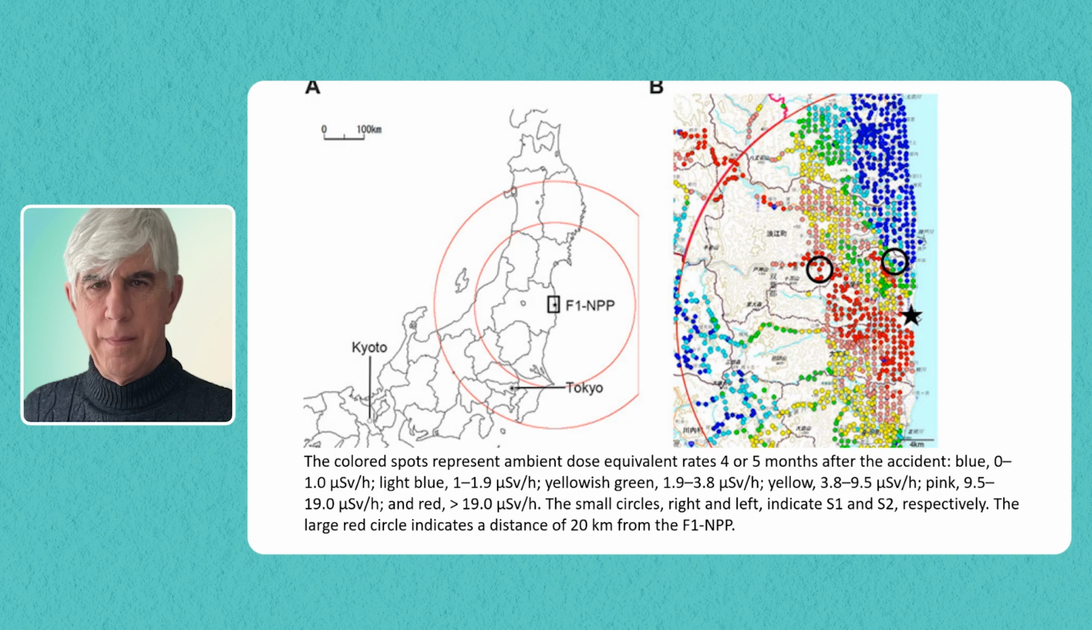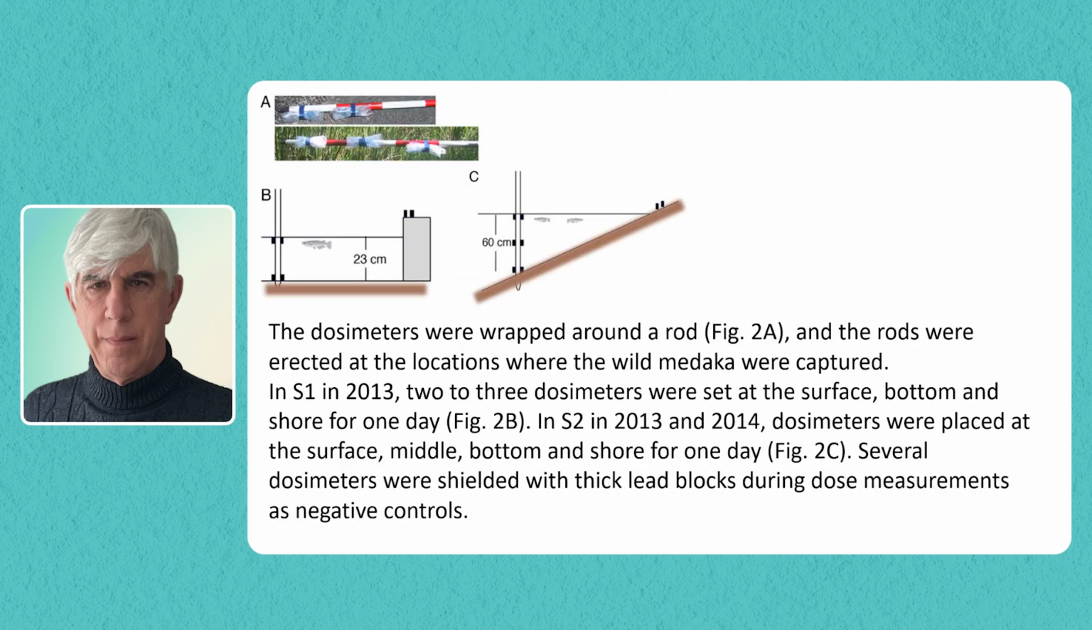And so they put some dosimeters in the environment. The dosimeters are rod-like devices which they placed at different points in the ponds and the lake where the fishes live. I give a little more detail because I want you to pay attention that when you design a study like this, especially with wild animals, you have to pay attention to a number of things.